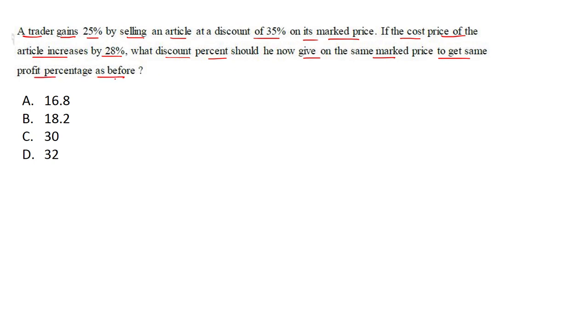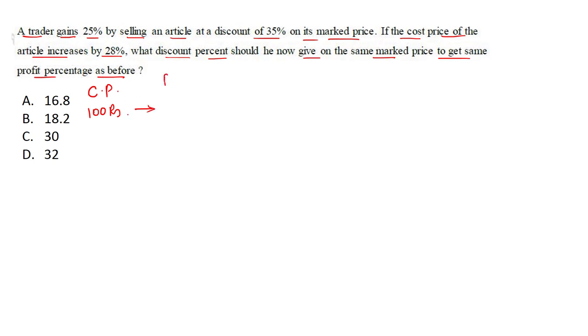Now, this looks complicated, but actually it is a very easy question. A trader gains 25% by selling an article at a discount of 35% on its marked price. Now, I don't know the cost price of the article. Let the cost price of the article be 100 rupees. Okay, forget about marked price and everything. Cost price is 100 rupees.